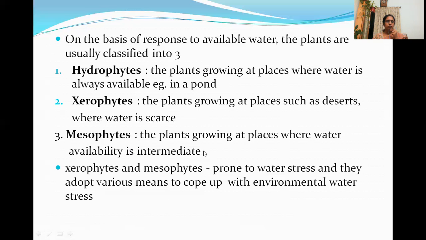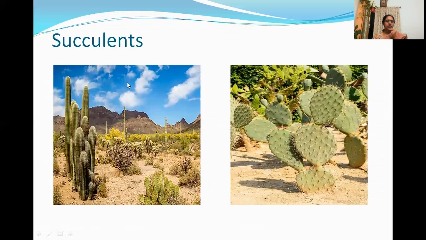That is, the amount of water present, or the rainfall, will be optimum where the mesophytes are growing. Then let us consider the most important thing with respect to water stress: xerophytes and mesophytes. They are prone to water stress and they adopt various means to cope with environmental water stress. See, you can see the succulents.